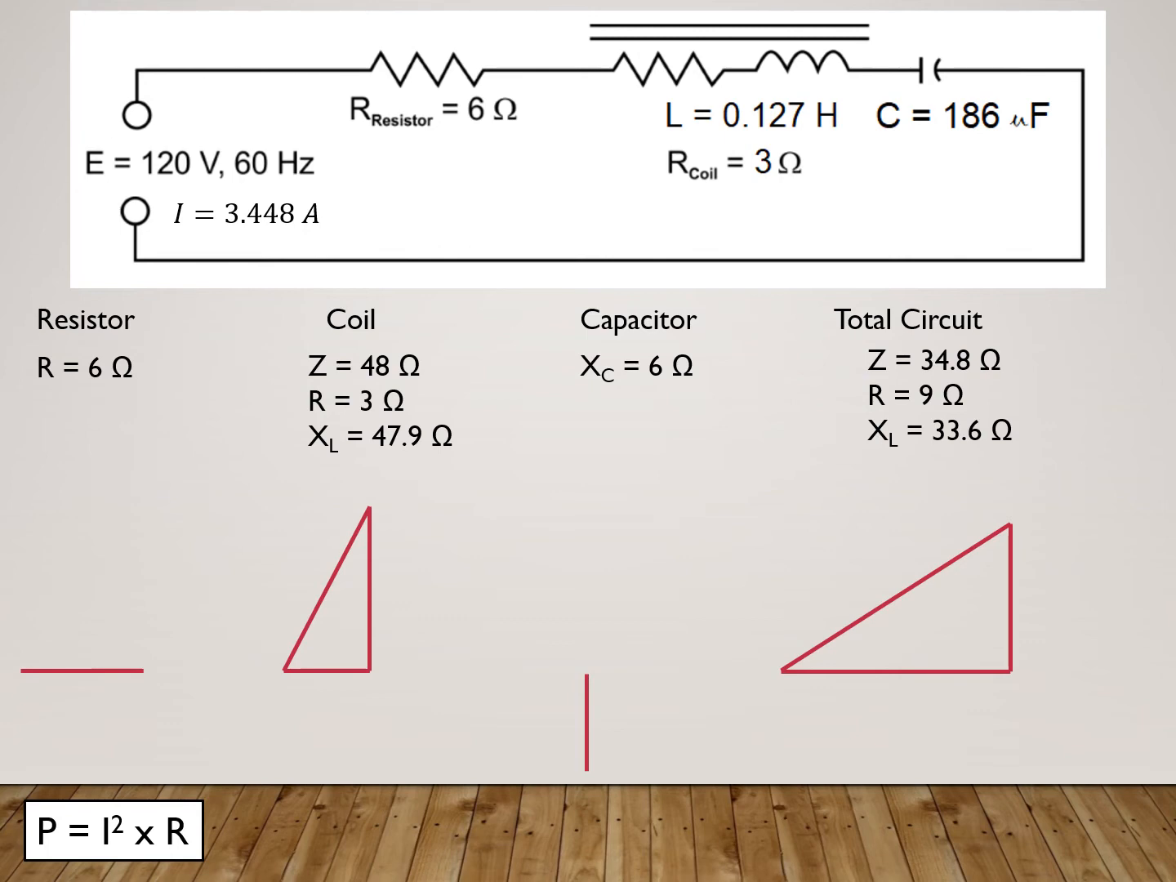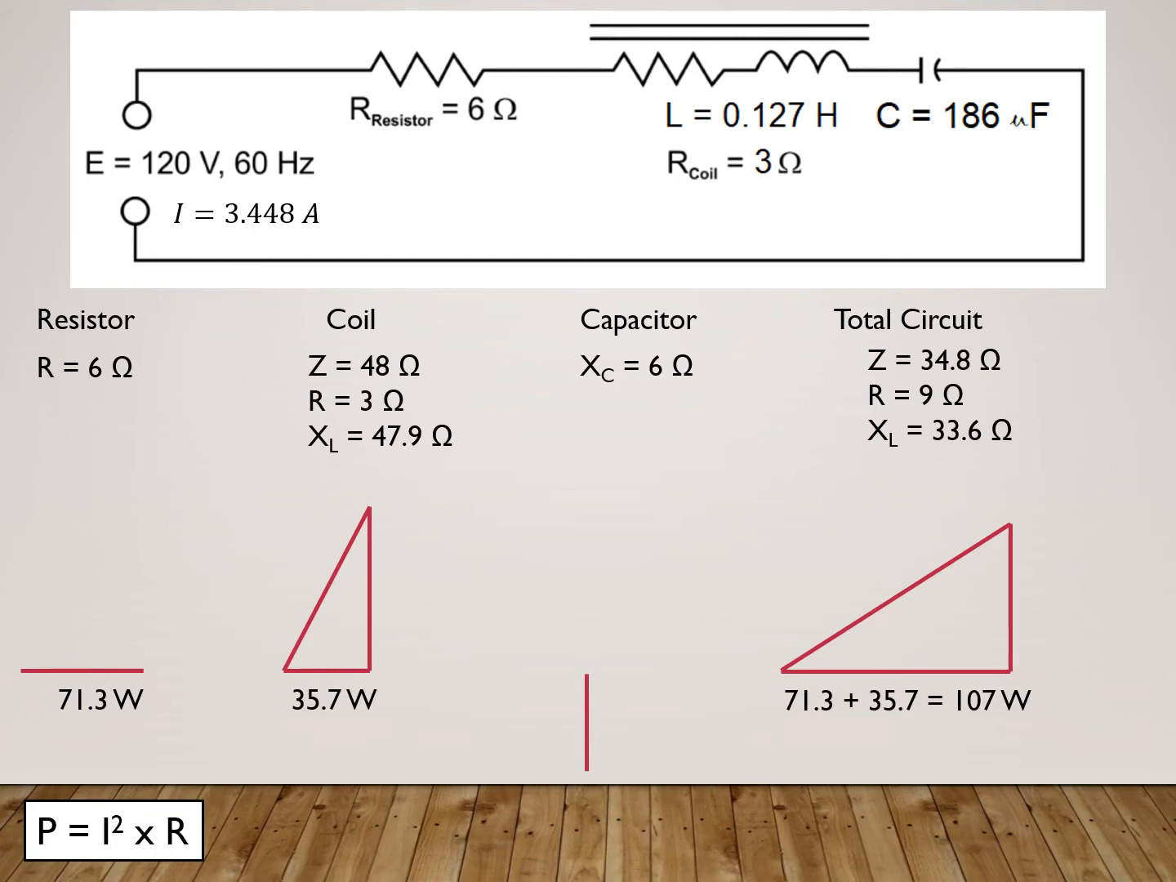I'm going to take all my components and everything that has a resistance. I'm going to use my P is equal to I squared times R formula, and I can find the true power of all my components. For my resistor, it's going to be 71.3 watts. For my coil, it's going to be 35.7 watts. And for my total circuit, it's going to be 107 watts.